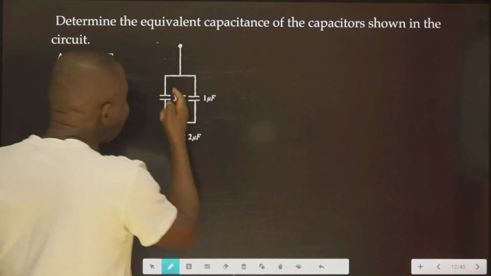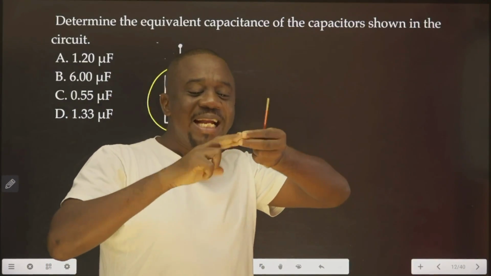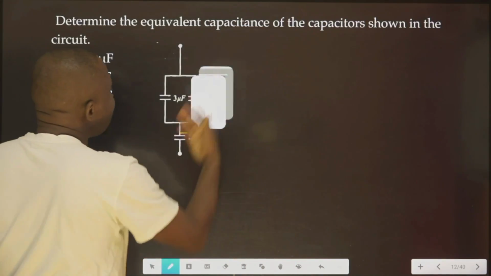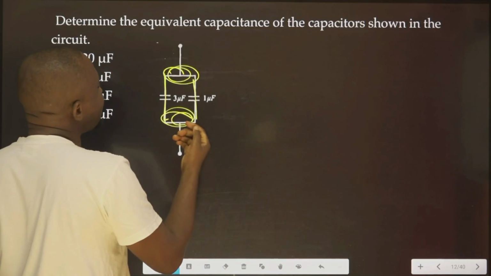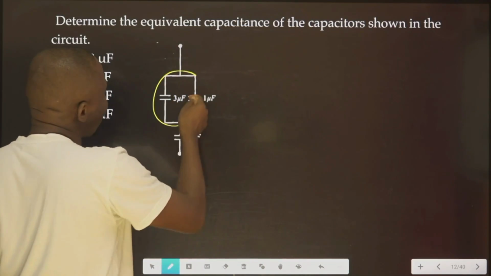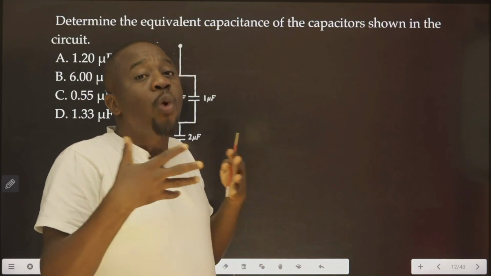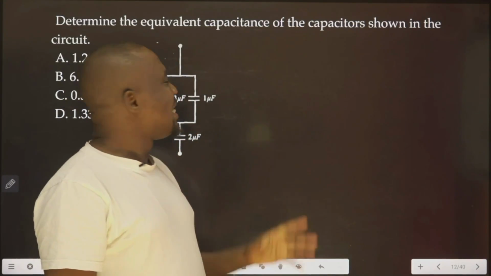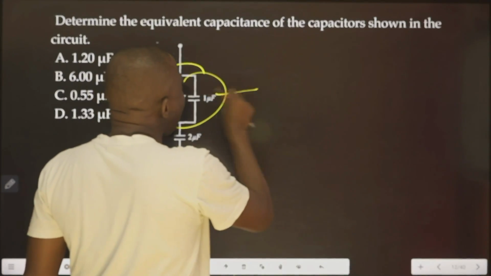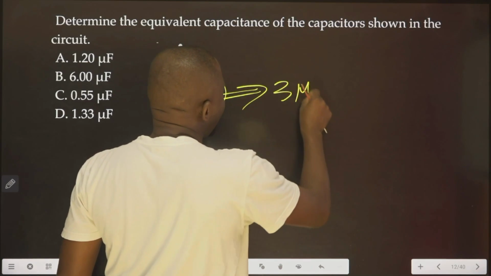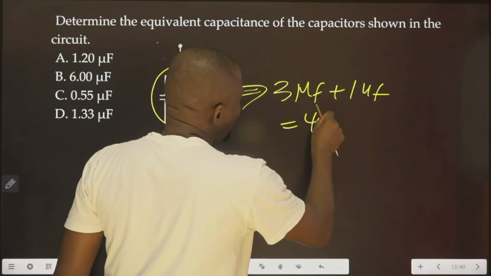When they are parallel, this is a parallel connection because you are joining two things like this. This end and this end are joined together, because this is one, this is the second one. You are joining this end, you are also joining this end. It means these two are parallel. So because they are parallel now, as far as capacitors are concerned, you add them together to get the effective capacitance. It means these two are going to produce 3 microfarad plus 1 microfarad, which is equal to 4 microfarad.